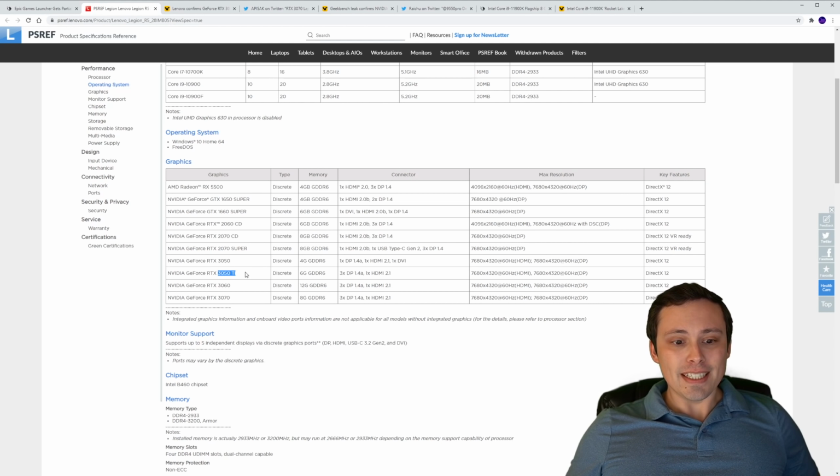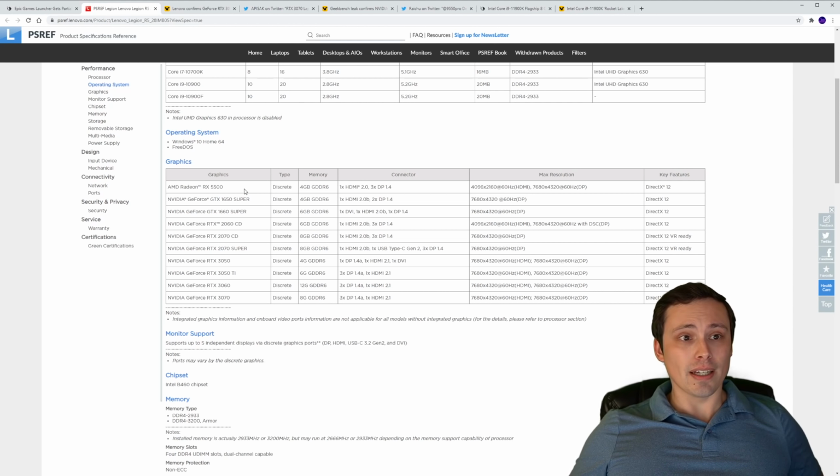Again, this 3050 Ti is what was originally rumored to have been a 3060 in the original plan, but they've dropped it to a 3050 Ti at 6 gigabytes, and that's making room for this 3060 at 12 gigabytes. Anyways, that's confirmation of a lot of leaks we've seen.